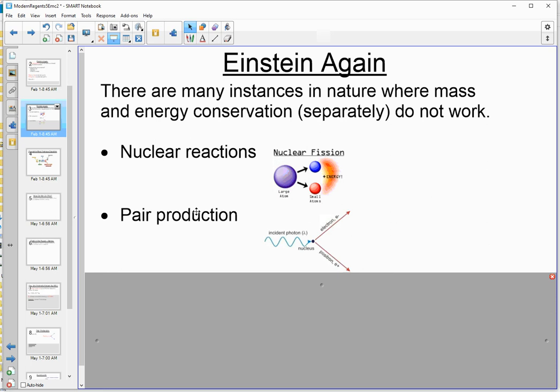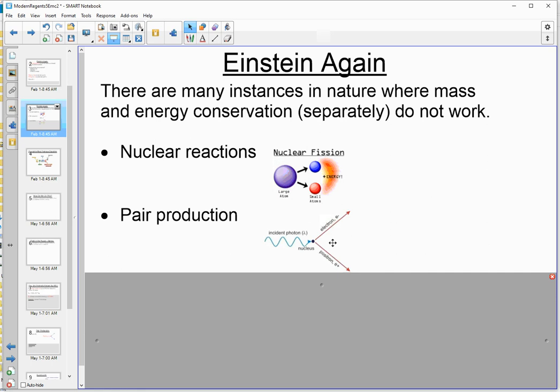There's another physical process known as pair production, where you have a photon traveling along, minding its own business. This could be a gamma ray, X-ray. And suddenly it disappears and turns into an electron and a positron. A positron is an anti-electron. We'll be talking soon about antimatter. It's not a thing of science fiction movies.